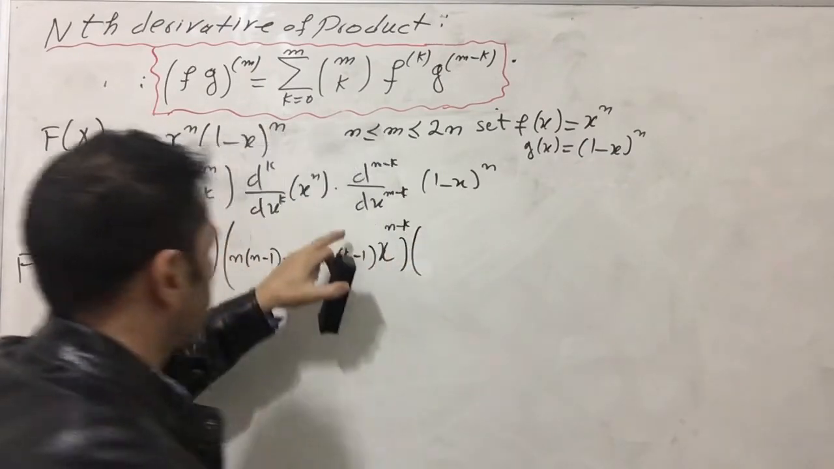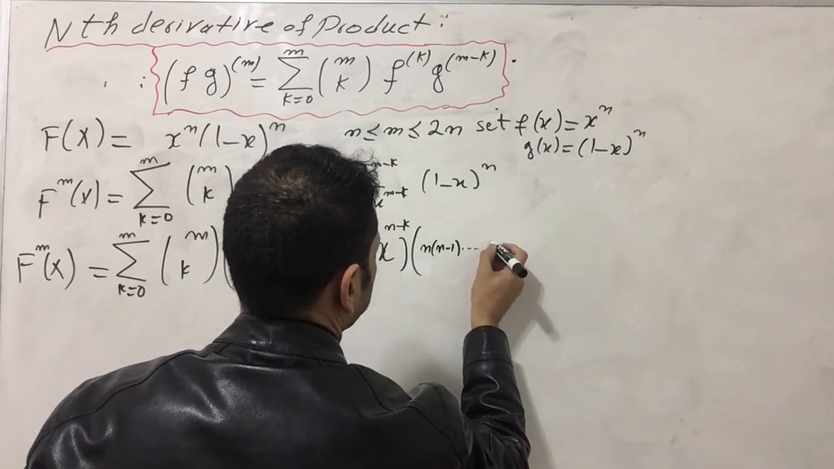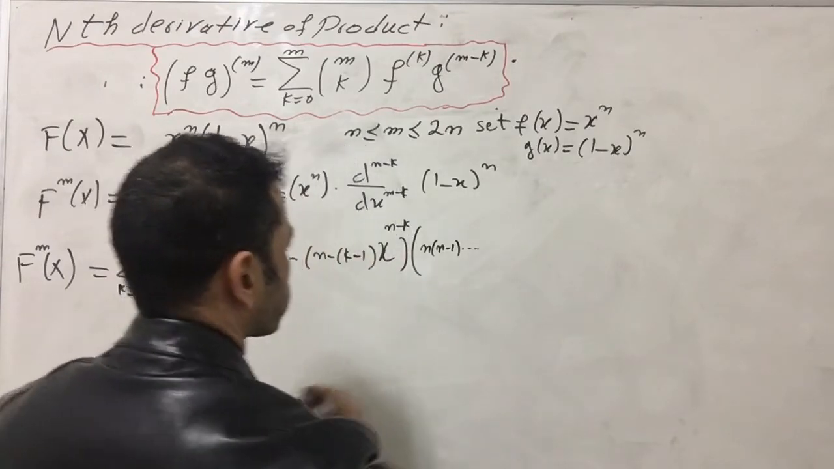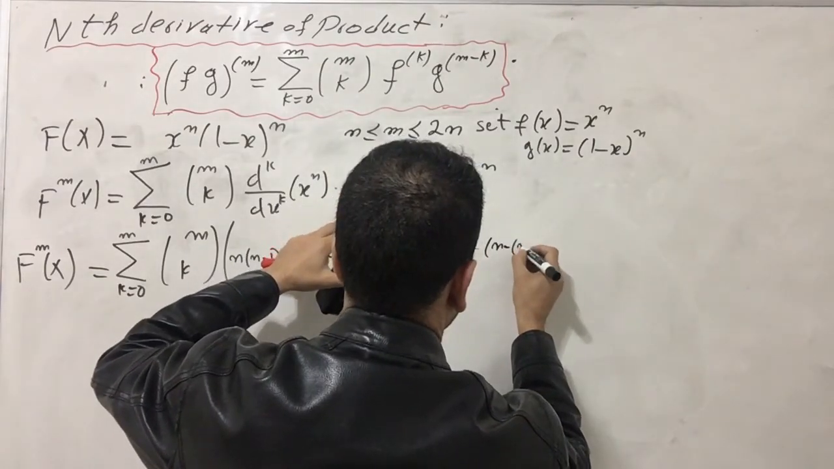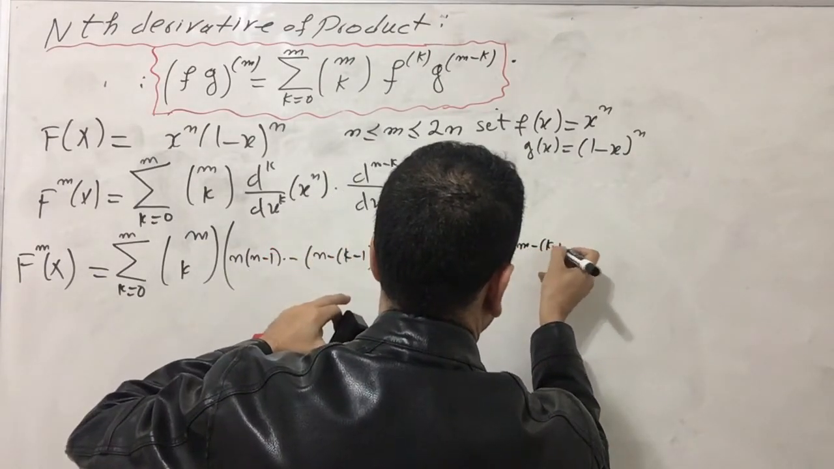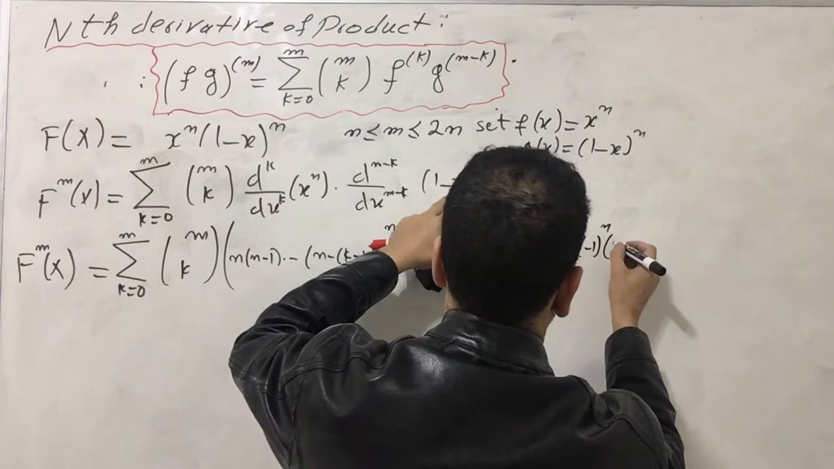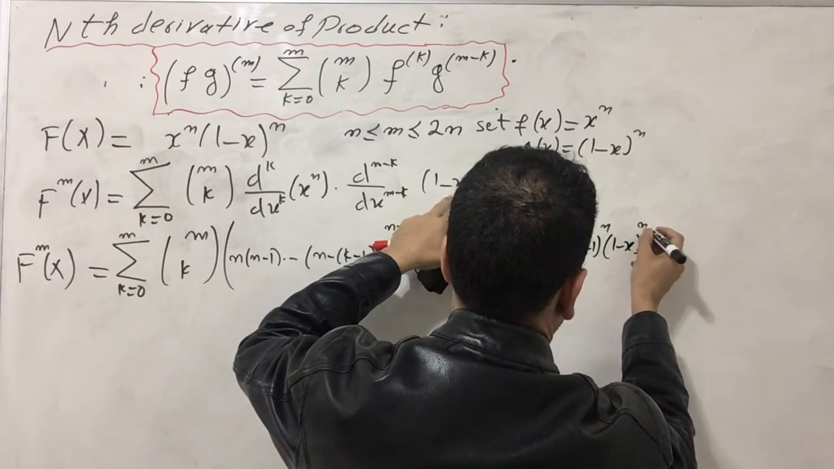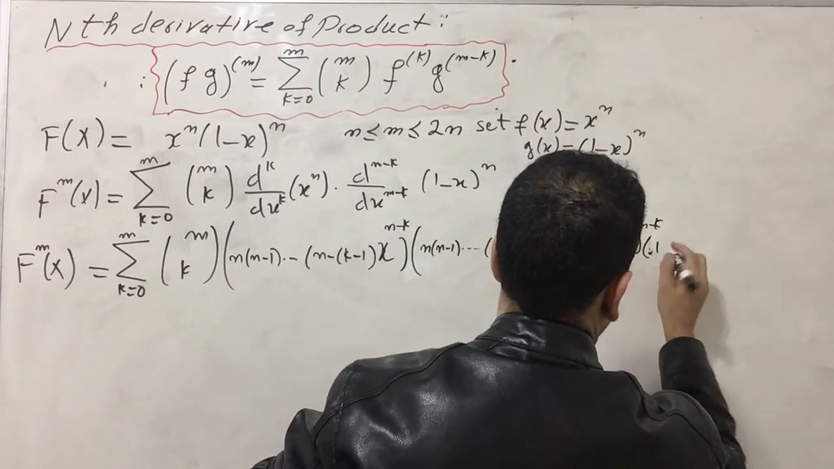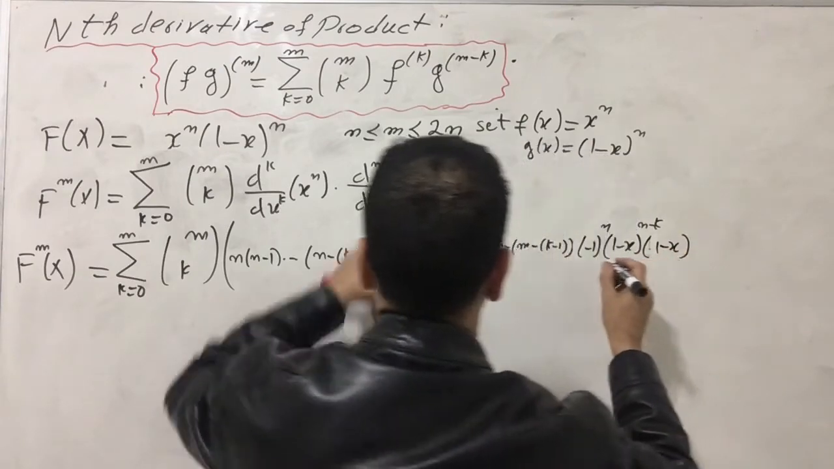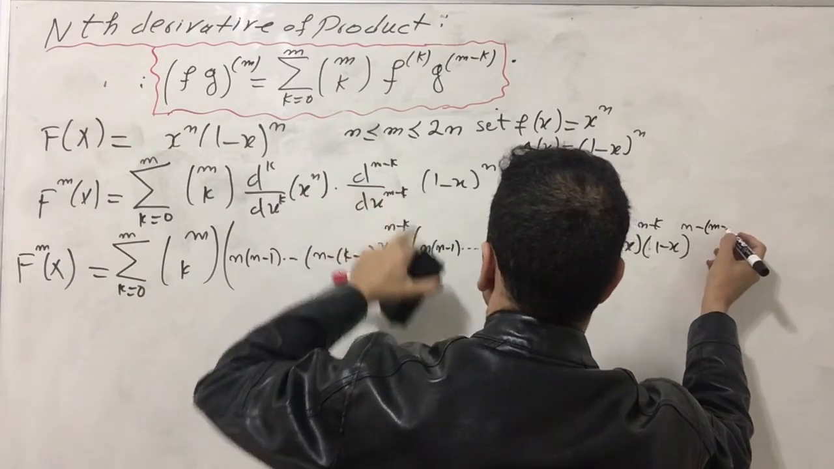Next one. I will have n multiplied by n minus 1 and all the way down to n minus (m minus k) plus 1, times (minus 1) to the m minus k, multiplied by (1 minus x) to the n minus (m minus k).